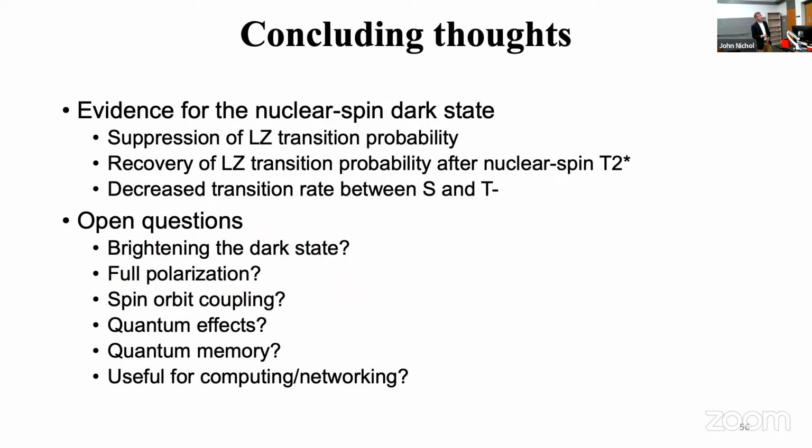There are interesting effects having to do with spin overcoupling in the system. The model that I've shown you treats the nuclear spin system as just a classical ensemble of spins. There are a lot of interesting quantum effects that are predicted to emerge. It should be useful, for example, as a quantum memory. So there's a lot we think that's exciting to explore.